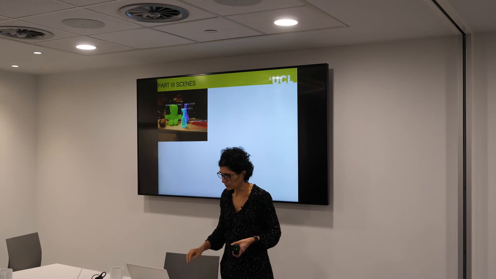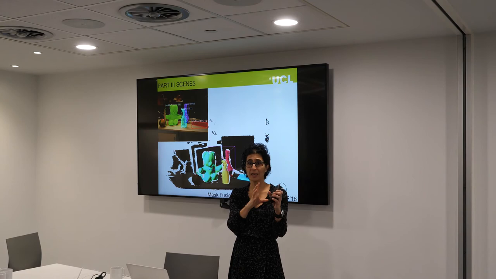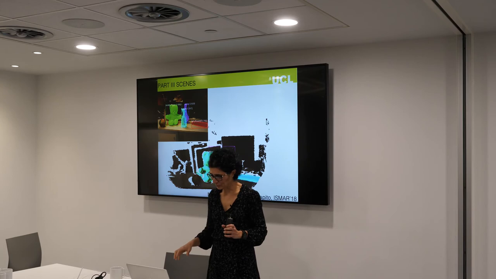And these are the kind of reconstructions that we're looking at, right? I must say that in this case, we're not using just a simple RGB camera. This is an RGBD camera. So at the moment, we still can't do it without the depth, but we're certainly working on that.